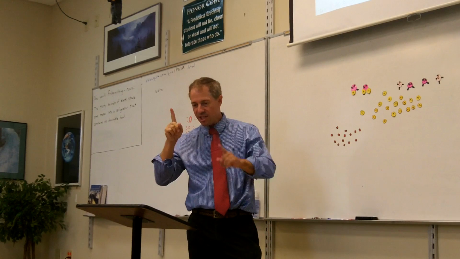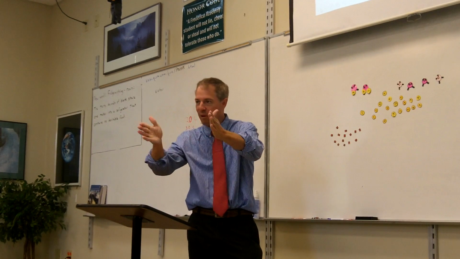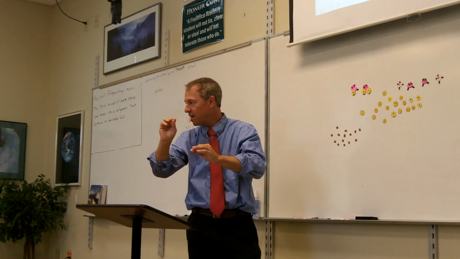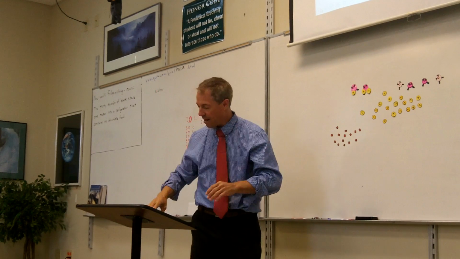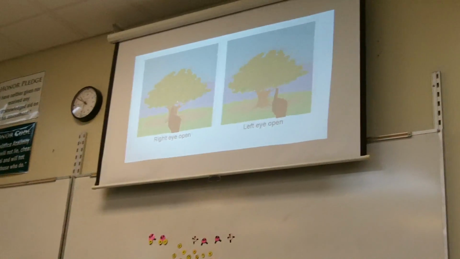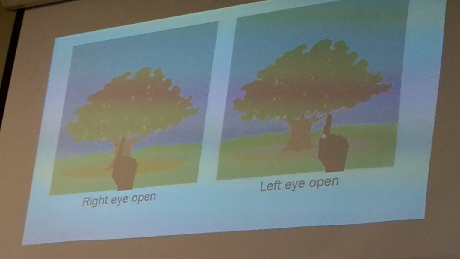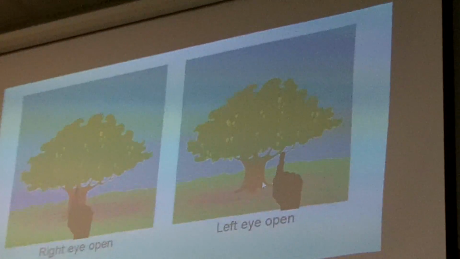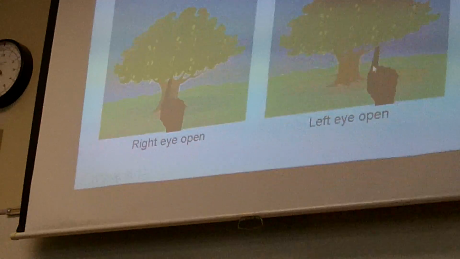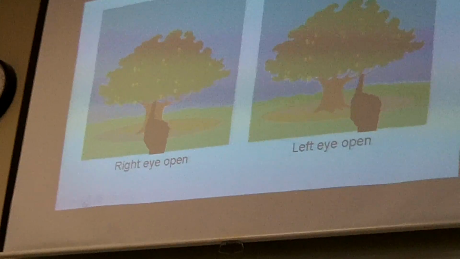So, you can tell distance if you have two pictures taken from different places of an object by comparing it to the background. And you can see, look, there's the finger in front of the tree. If with the right eye open, and if the left eye is open, the finger is not quite in front of the tree. So we know that finger is somewhat close to the person.